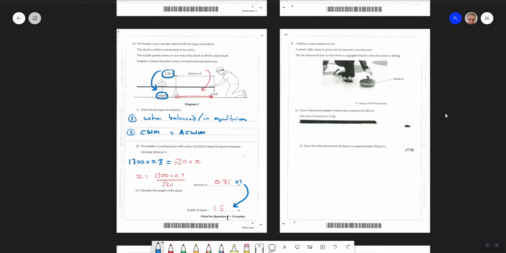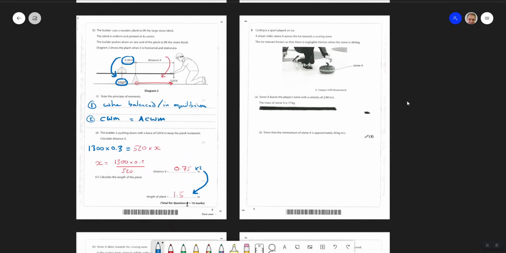Then we've got a question on momentum. So, curling is a sport played on ice. A player slides a stone across ice towards the scoring zone. The ice reduces friction, so there is negligible friction.